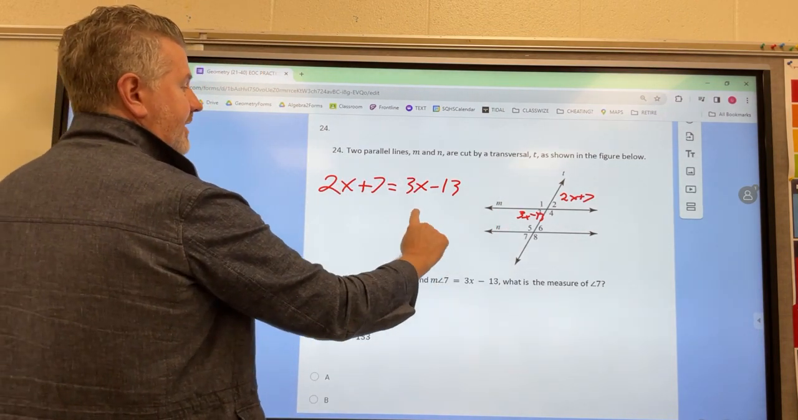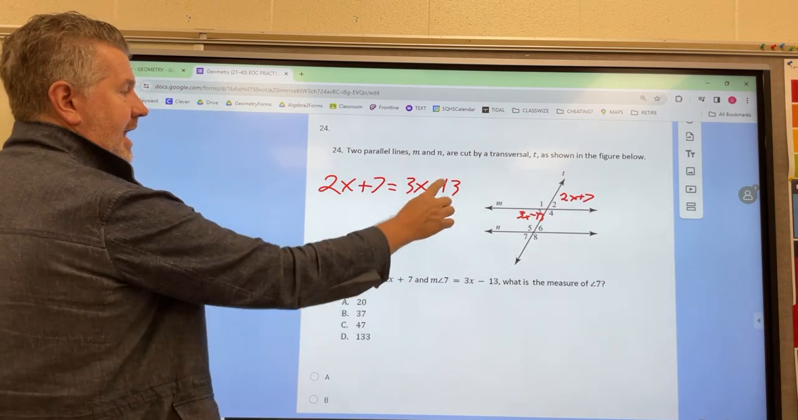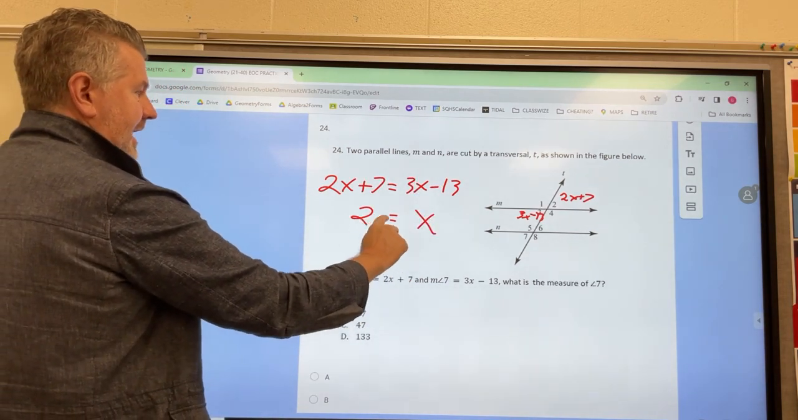So I'm going to subtract that from both sides. That's going to give me an x on the right. I'm going to add 13 to both sides. That's going to give me x equals 20.